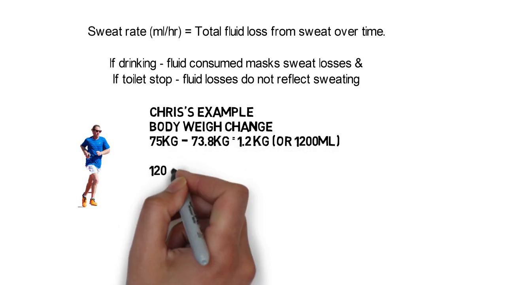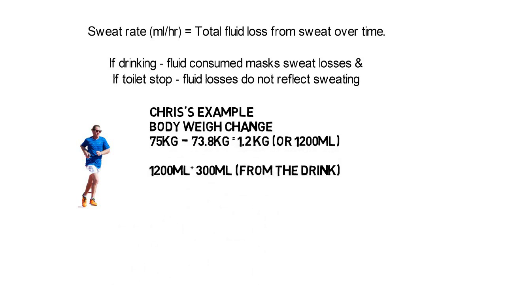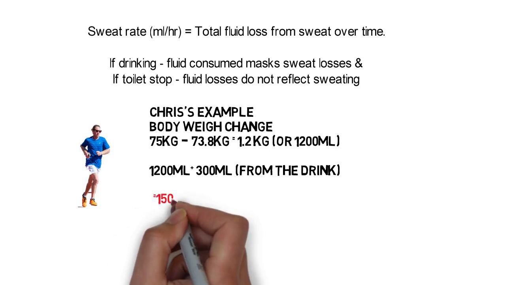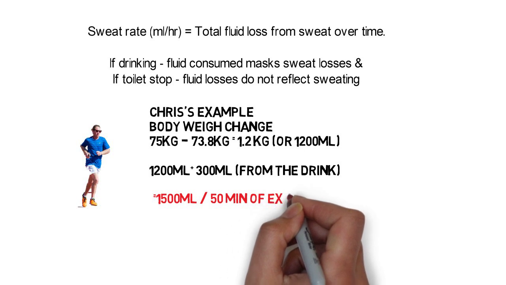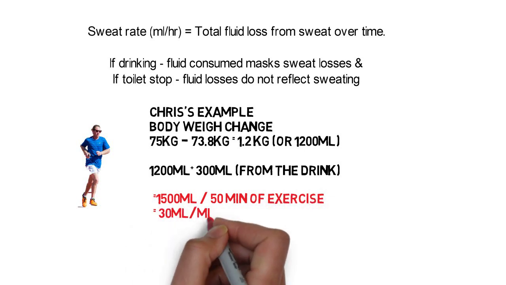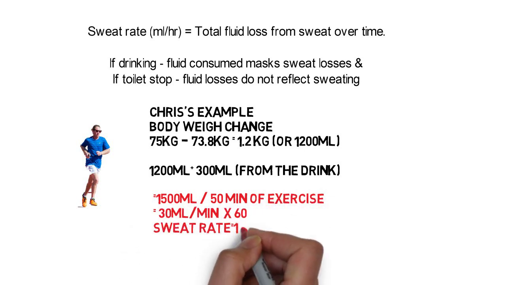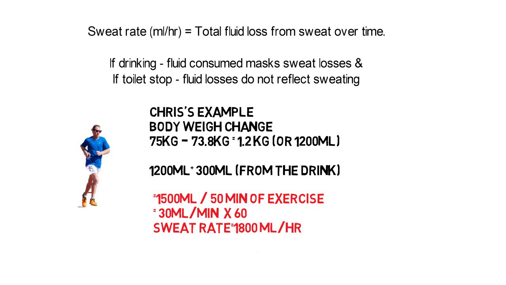So in Chris's example, his body weight change is 75 minus 73.8 or 1.2 kilos, which we say is 1200 mils. You need to add the 300 mils from the drink, and that leaves a total fluid exchange of 1500 mils. You divide that by 50 minutes of exercise and you work out that his sweat rate is 30 mils per minute. You need to multiply this by 60, you end up with a sweat rate of 1800 mils per hour.